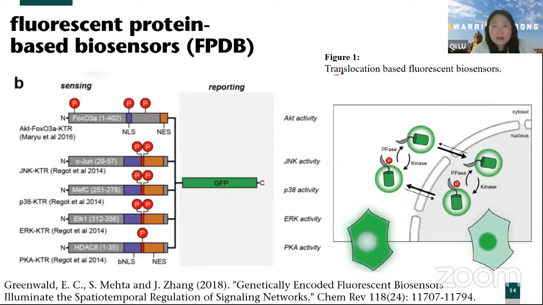This is described like a translocation-based fluorescent biosensor. So like AKT, JNK, p38, also ERK, we already mentioned that after with the kinase, the protein will be phosphorylated, and you will prefer to be in the cytosol. But if this phosphate is being removed, then you prefer to be located in the nucleus.